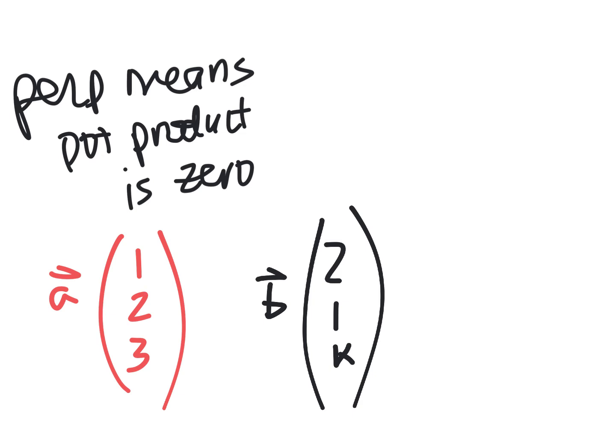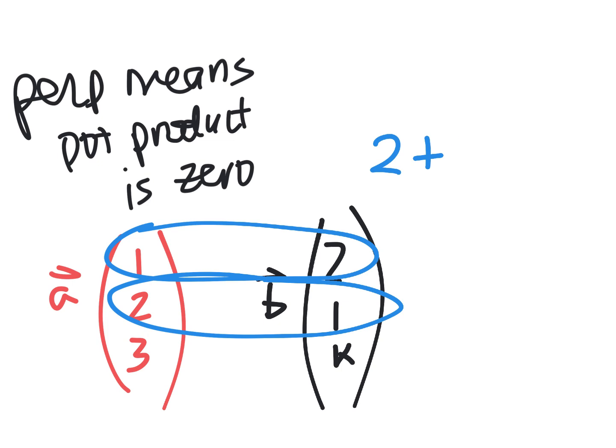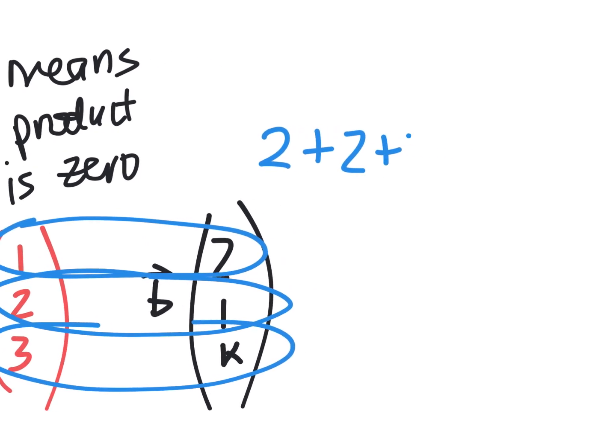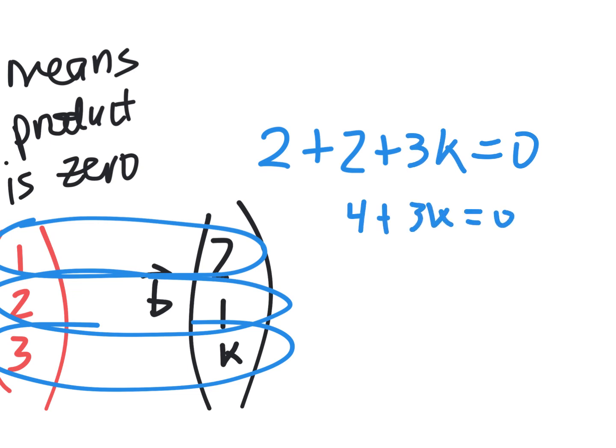Did you find yourself setting up an equation? Did you find yourself going 2 plus 2 plus 3 times K has to equal 0. Do you see what I did there? That make sense? Let's solve it and see if we get it. So if we add these together, that's 4 plus 3K equals 0. 3K equals negative 4. K equals negative 4/3. Raise your hand if you had negative 4/3. Okay. Make sense? The dot product will be 0.